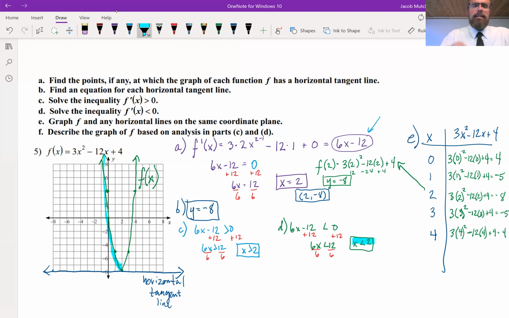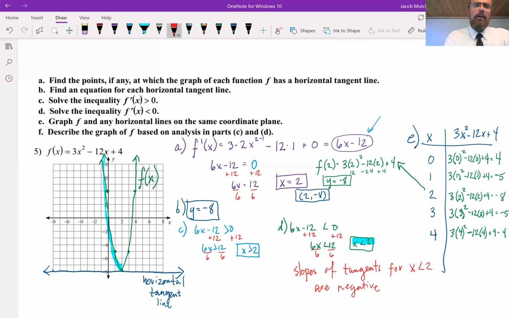And what we could say is that what that means in terms of analysis of the function is that the slopes of the tangent lines for x is less than 2 on the original function are negative, because we started with where's the derivative less than 0 there in part D.